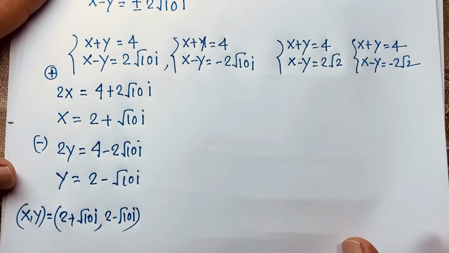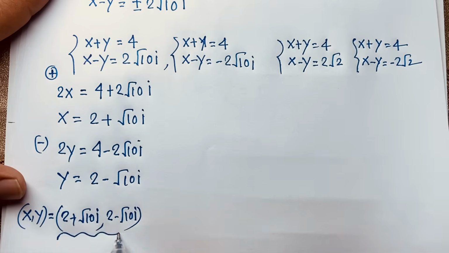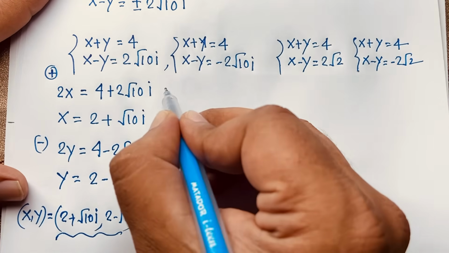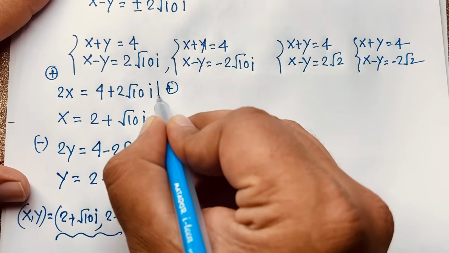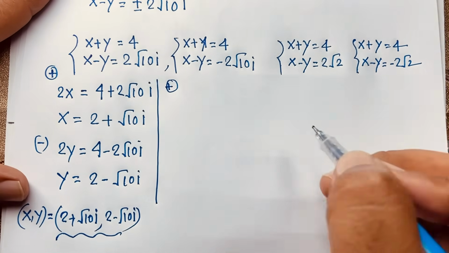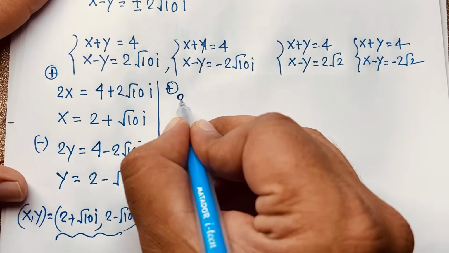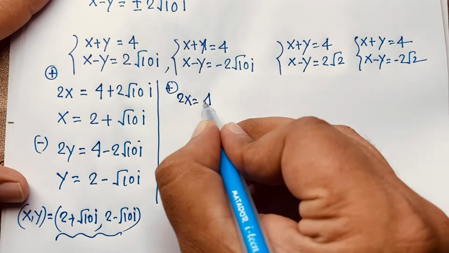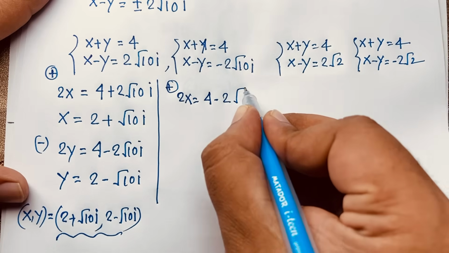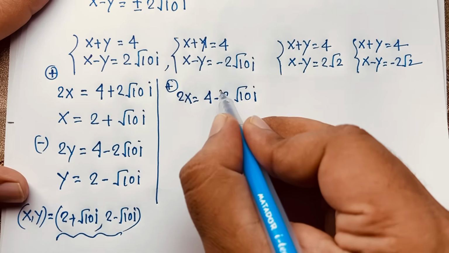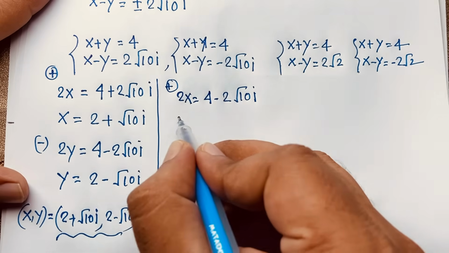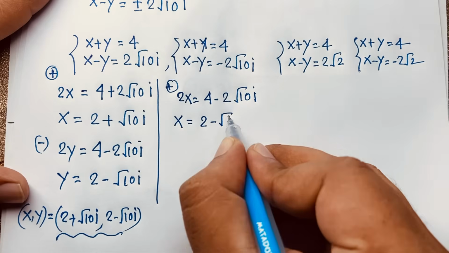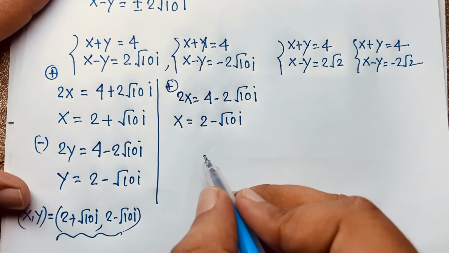Now here it is a complex solution. Here is no real solution. Both are complex solutions. Now at this moment, if I add both equations again, x plus x will be twice x. Then y will be 0. Then if I add both equations, it will be 2 square root 10i, plus minus will be minus. Then if I divide both sides by 2, x is equal to 2 minus square root 10i. Then y is equal to what?